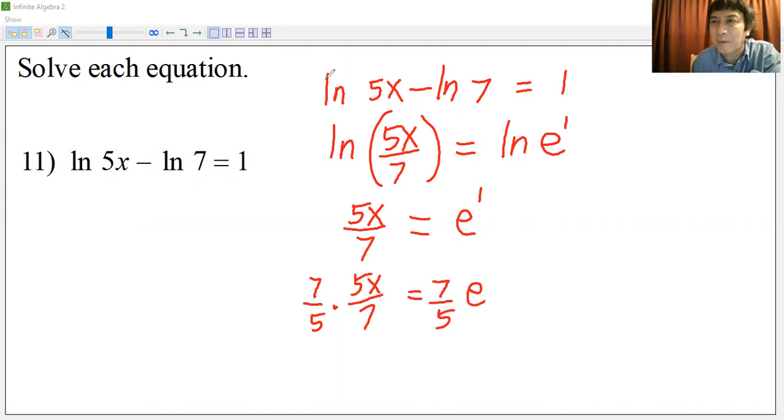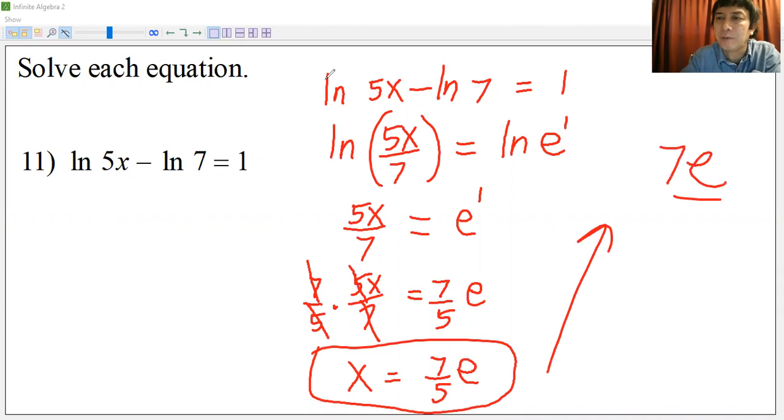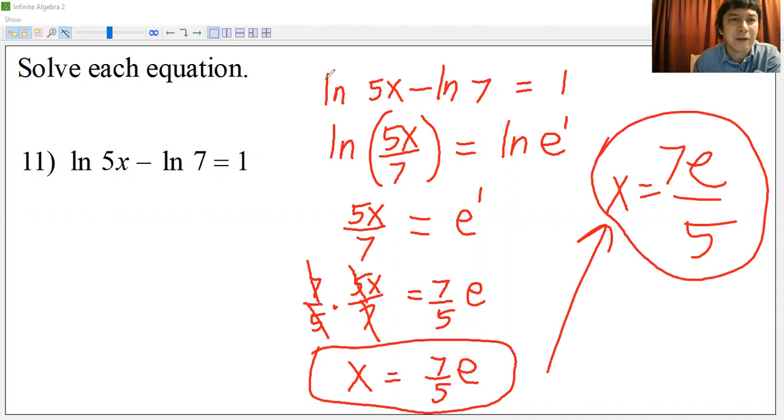Okay, why did we do that? All right. That 7 divides by the 7, the 5 divides by the 5, and so we will just have x. And the final answer is 7 over 5 e, or 7e over 5. You can also write it that way. And the answer must be, what's the answer? That's 7e over 5. It's correct.